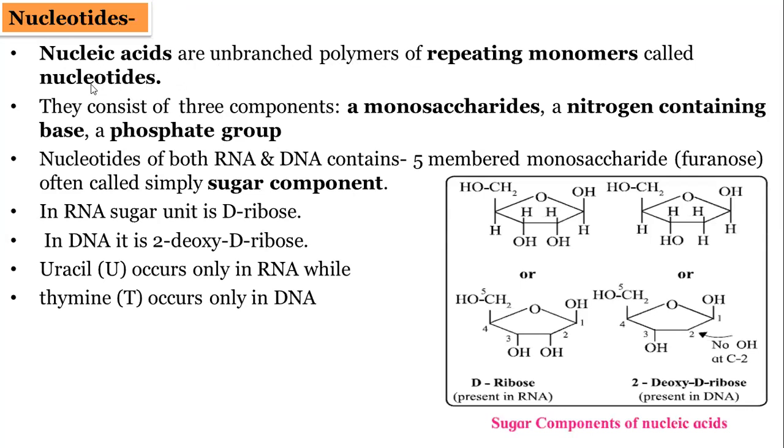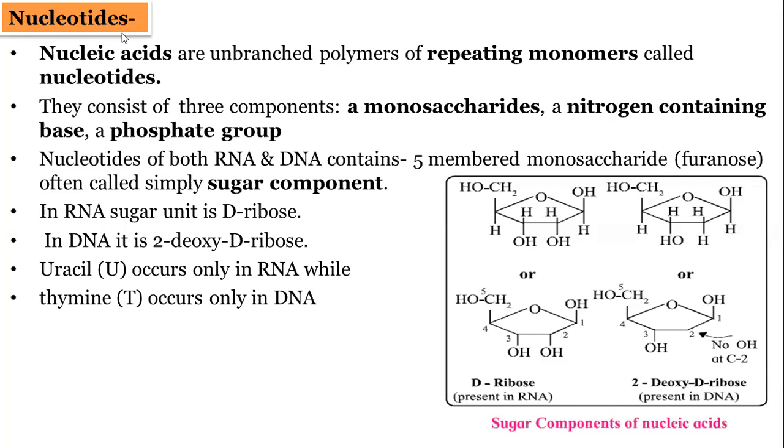So nucleotides act as monomers, and nucleic acids are the unbranched polymers. They consist of three components. One is monosaccharide, then a nitrogen containing base, and a phosphate group. These structures are very important. Remember, these structures can be asked for 1 mark.